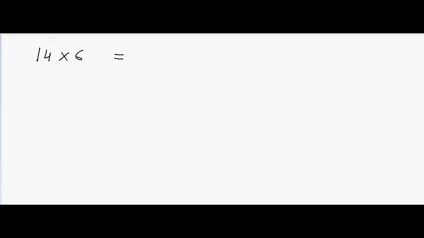First I'll take the last digit of the number which we want to multiply by 6. The last digit here is 4, so I'll just write a 4 here, and then I'll take half of this number. Half of this number is 7, and then I'll take the first digit and add it to the 7, so that will be equal to 8. So my answer will be 84.